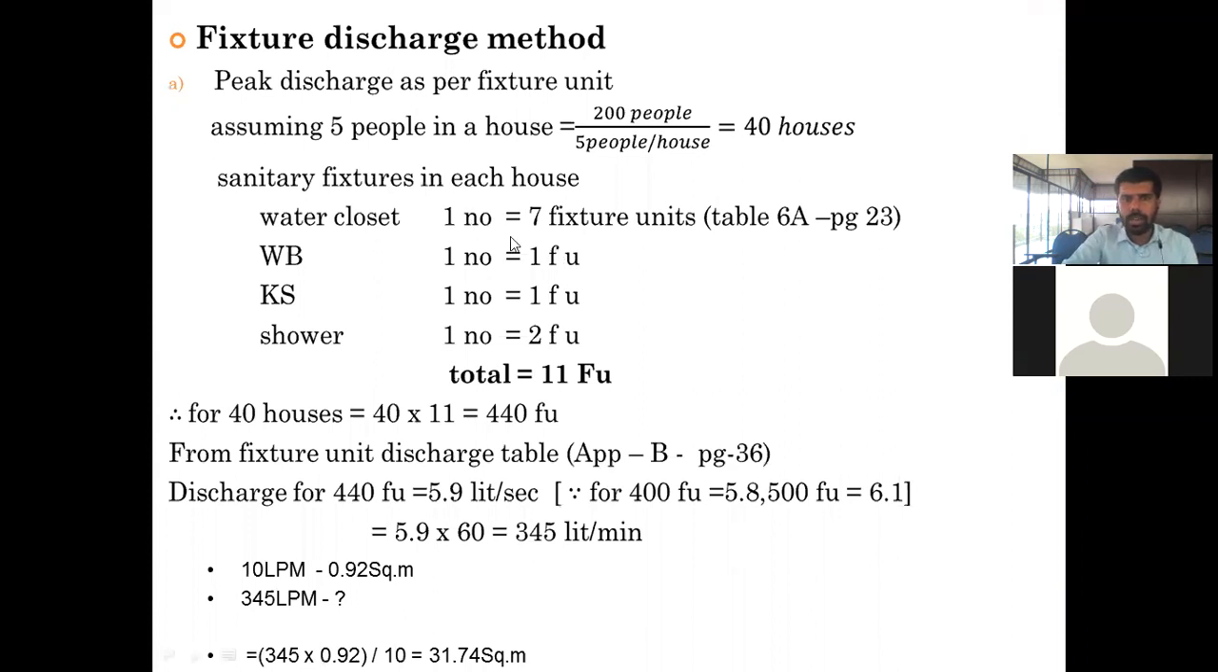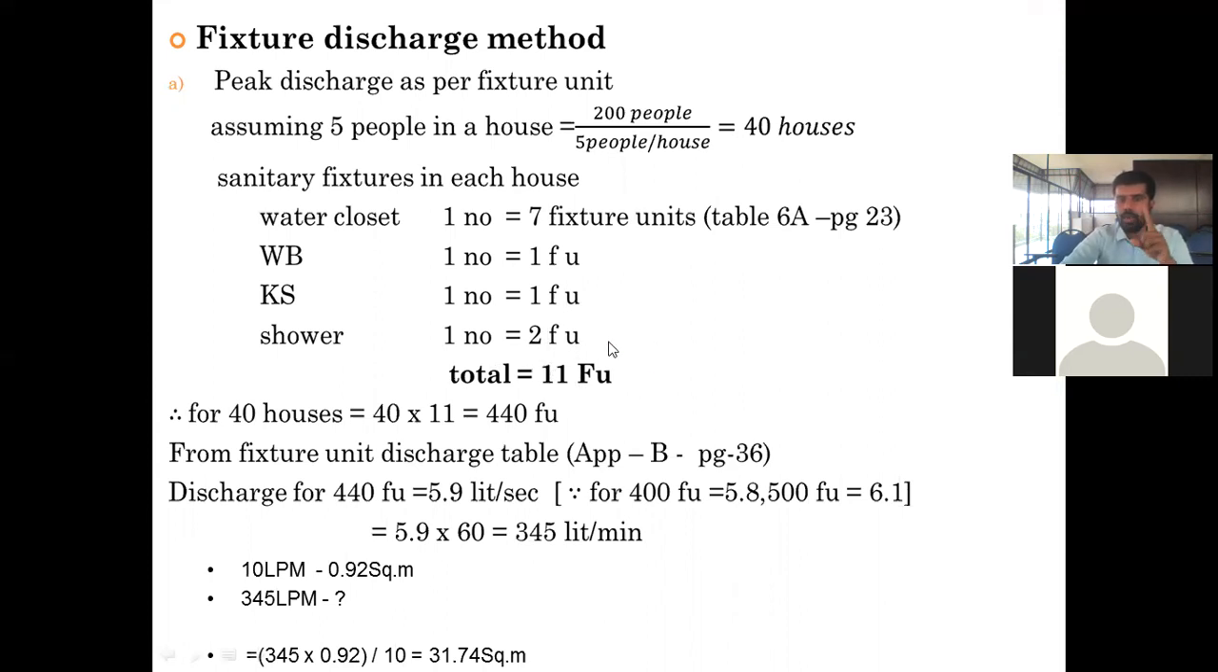Water closet, 1 number, 7 fixture units. Wash basin, 1 number, 1 fixture unit. Kitchen sink, you can take 1 fixture unit. Shower, you can take 2. Kitchen sink, you can take 1 or 2 or 3 because it's in the range of 1 to 3. Okay. So here they have taken the minimum. So when you add all these, 7, 8, 9, 10, 11. So total fixture unit is 11.